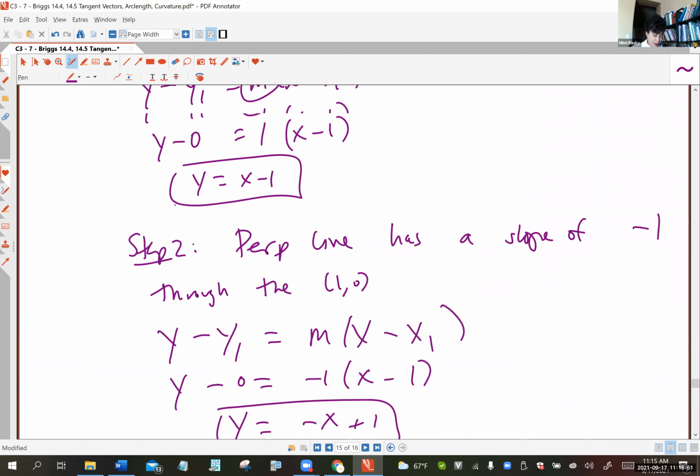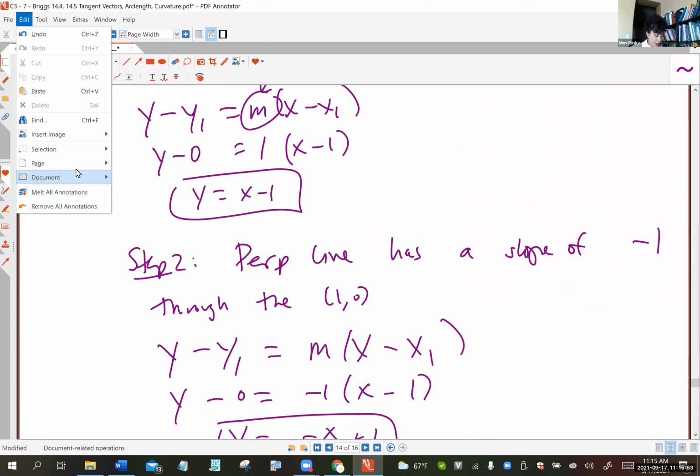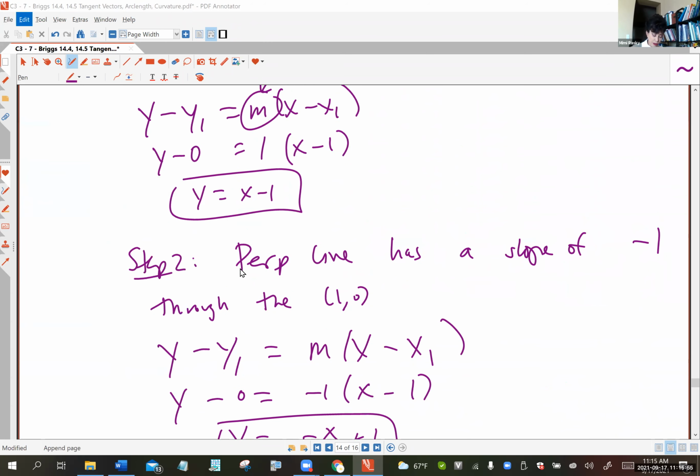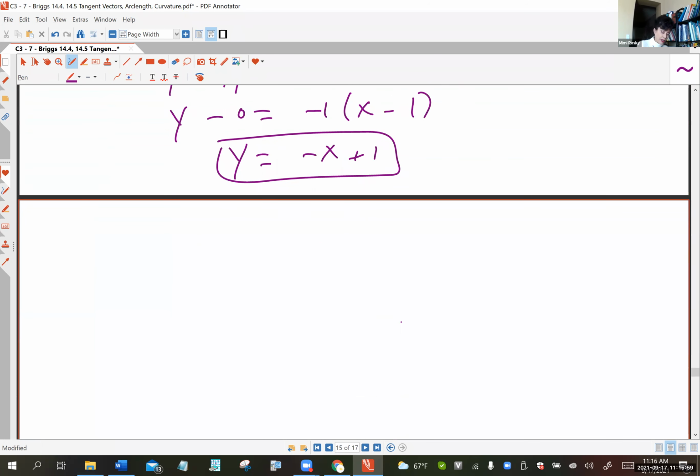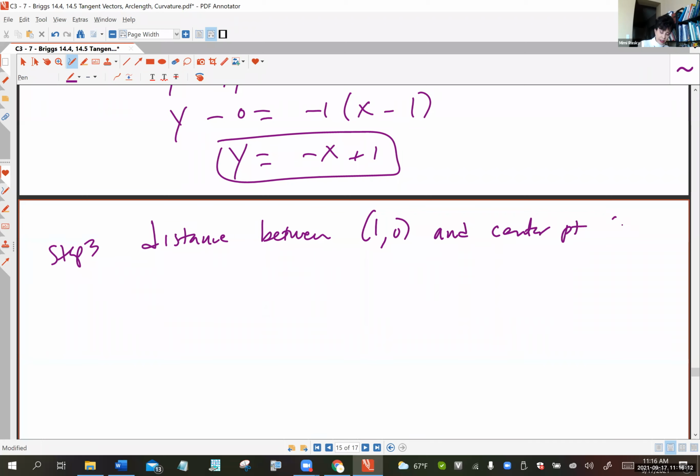Oh, and I'm running out of room, so let's go to the next page. And we're getting close to being done. Yay. Okay, so distance formula. This is the next step, step 3: the distance between (1, 0) and the center point, which we're just labeling (x, y).